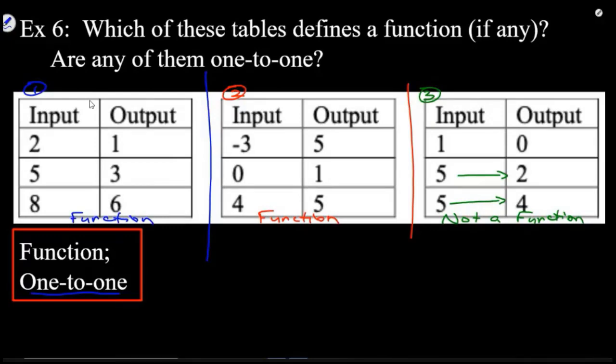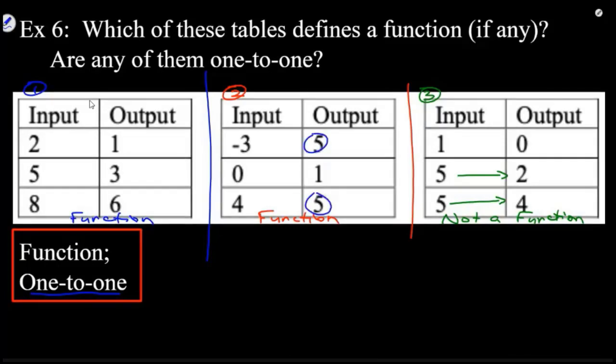How about this next one? -3 goes to 5, 0 goes to 1, 4 goes to 5. Is that one-to-one? No. What makes it not one-to-one? Yeah, because both the -3 and the 4 go to 5. Now that's okay. It's still a function, but it's not a one-to-one function.